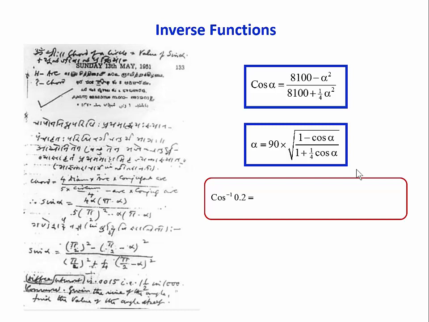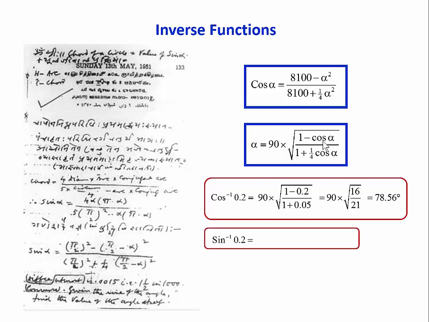Inverse cosine of 0.2: we put cos alpha equal to 0.2 in here, and we get this, which means we have to find 16 over 21 and take a square root and multiply by 90. And this is accurate to 1/10 of a degree. And for inverse sine, well, if we want the inverse sine of 0.2, we can work out the inverse cosine and take it away from 90. It's just 90 minus the last answer, 11.44 degrees.